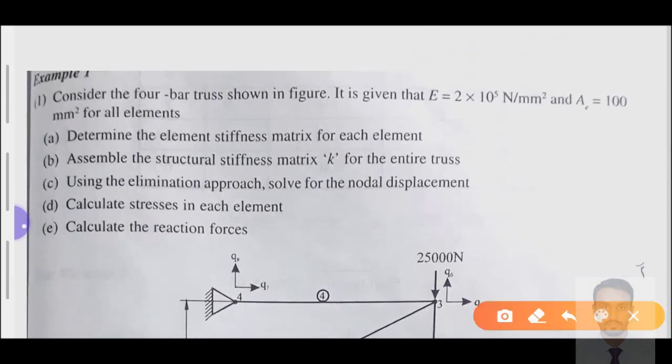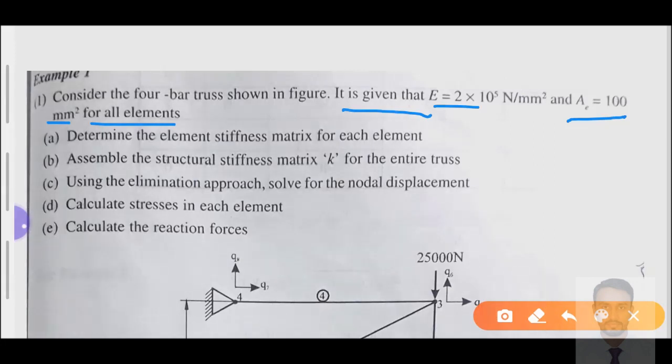Now you can easily understand why I have stated a truss is a combination of more than 1 bar element which has a relative displacement due to the application of an external force. Right, now you have got the definition. It is given that Young's modulus E is equal to 2 into 10 to the power of 5 Newton per millimeter square. AE is equal to 100 mm square for all elements. Each element has an area of cross section 100 mm square, common A1, A2, A3 and A4.